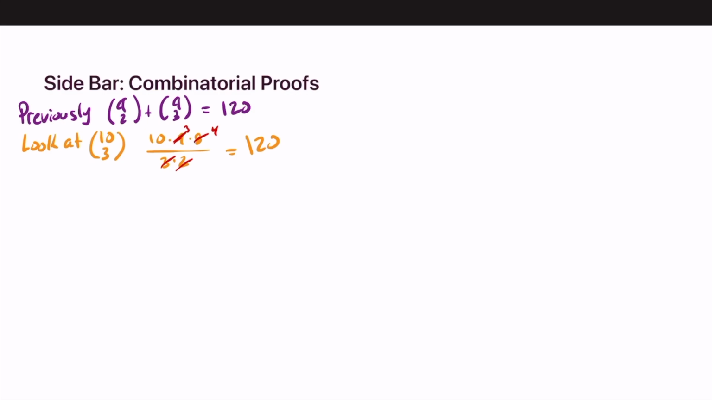So 120 and 120. Now, why is that interesting? Well, if we think about equality and what it means to be equal, it's not a stretch to say that, okay, this in green, 120 equals 120, right? So we could say then that 9 choose 2 plus 9 choose 3 is equal to 10 choose 3.